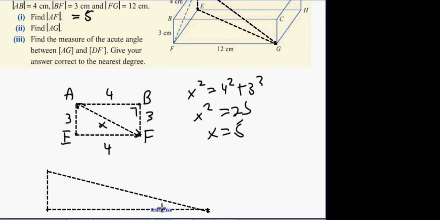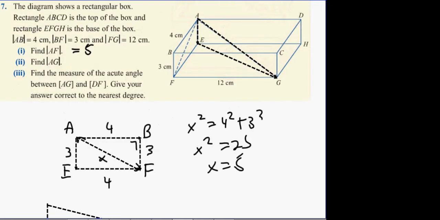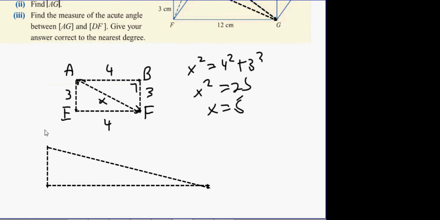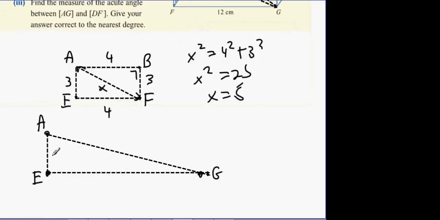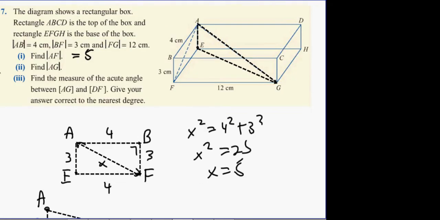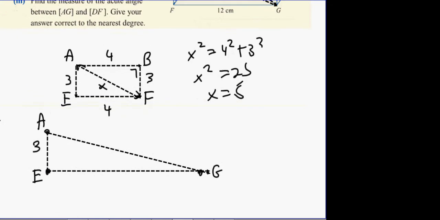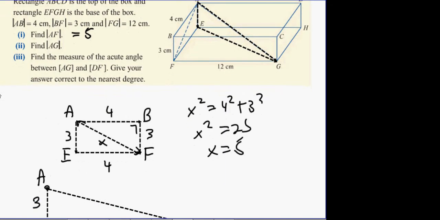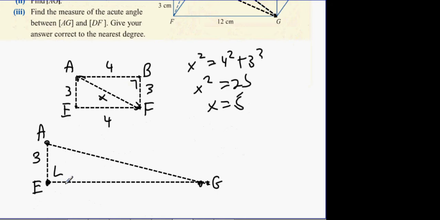Now guys, once again, write out your points, A, E, and G. Now guys, what do we think about A, E, and G? Okay? What is A to E? 3. E to G? We don't know, do we? So currently we're lacking E to G, and we're also lacking A to G. Which means we have to find out what E to G is first.